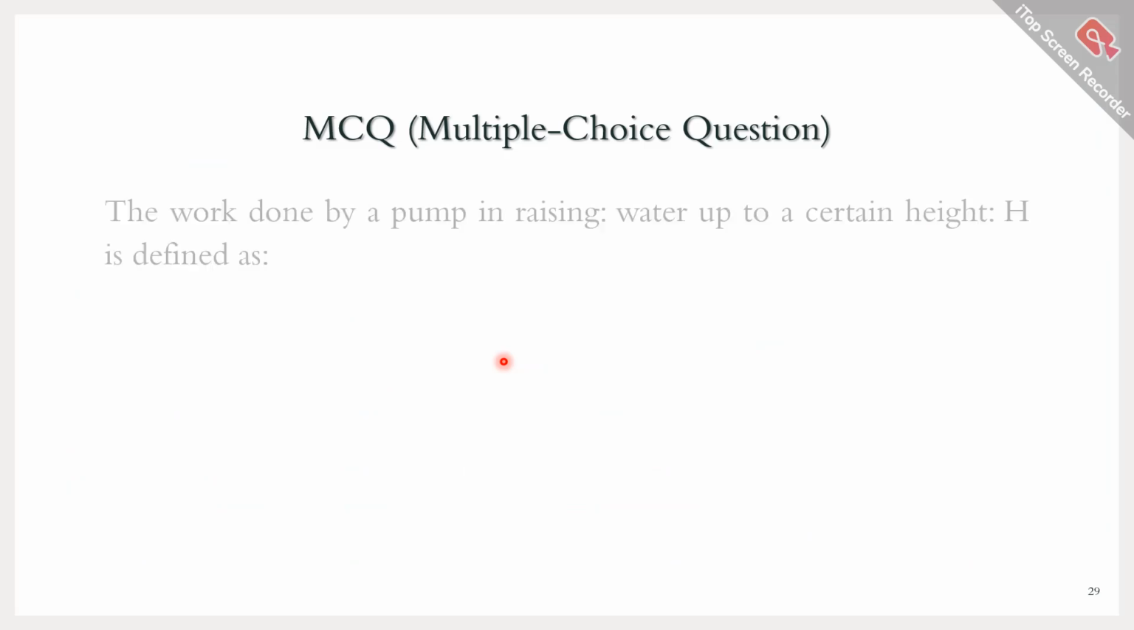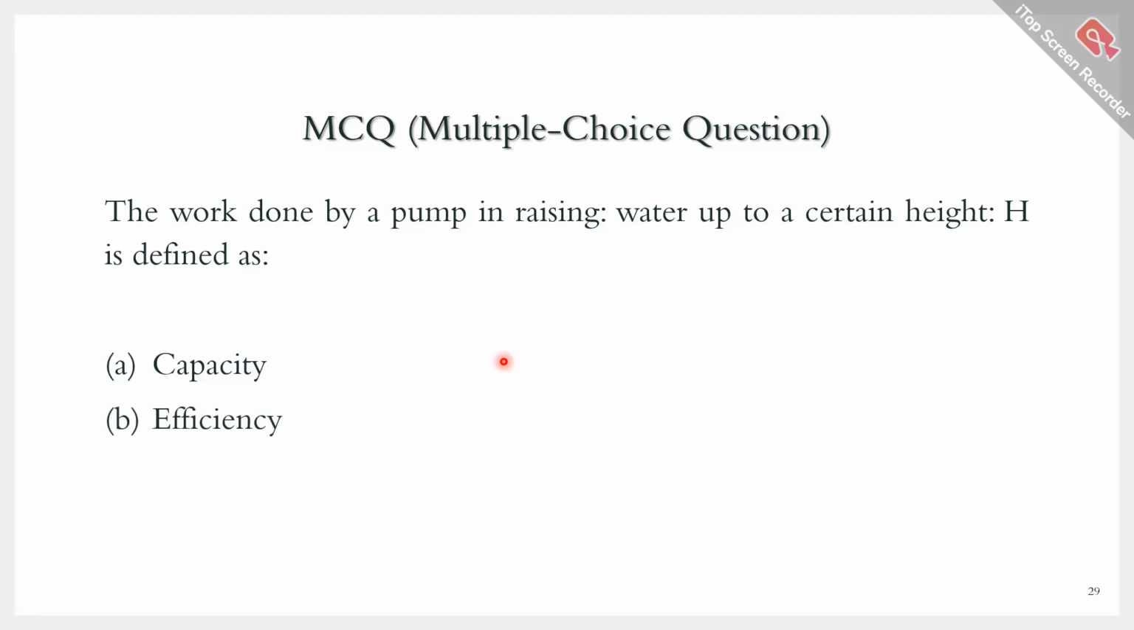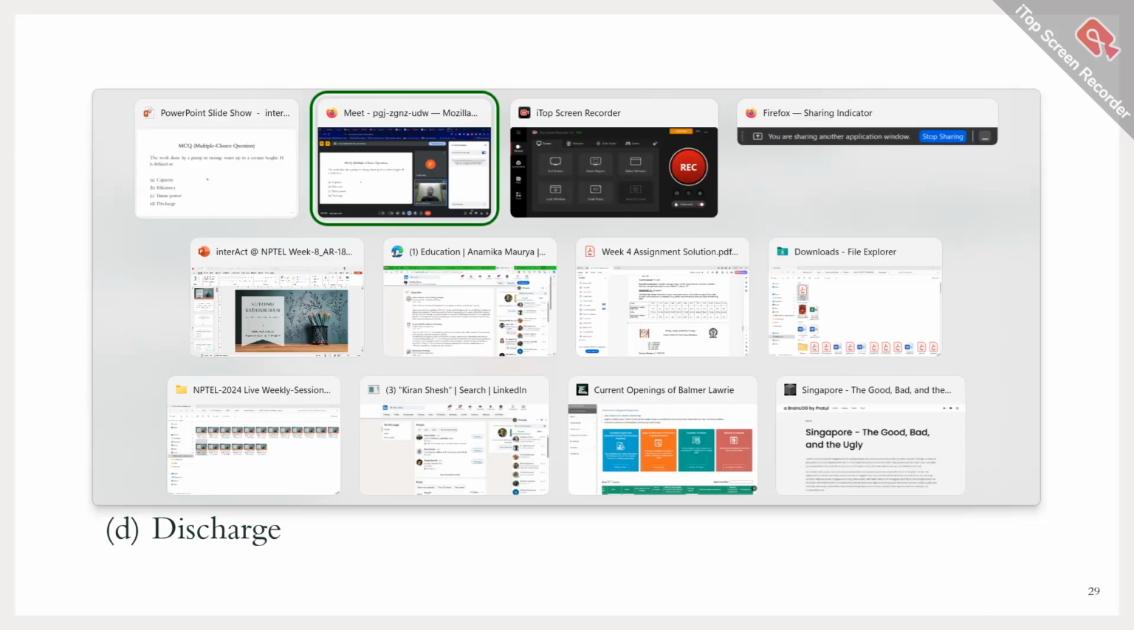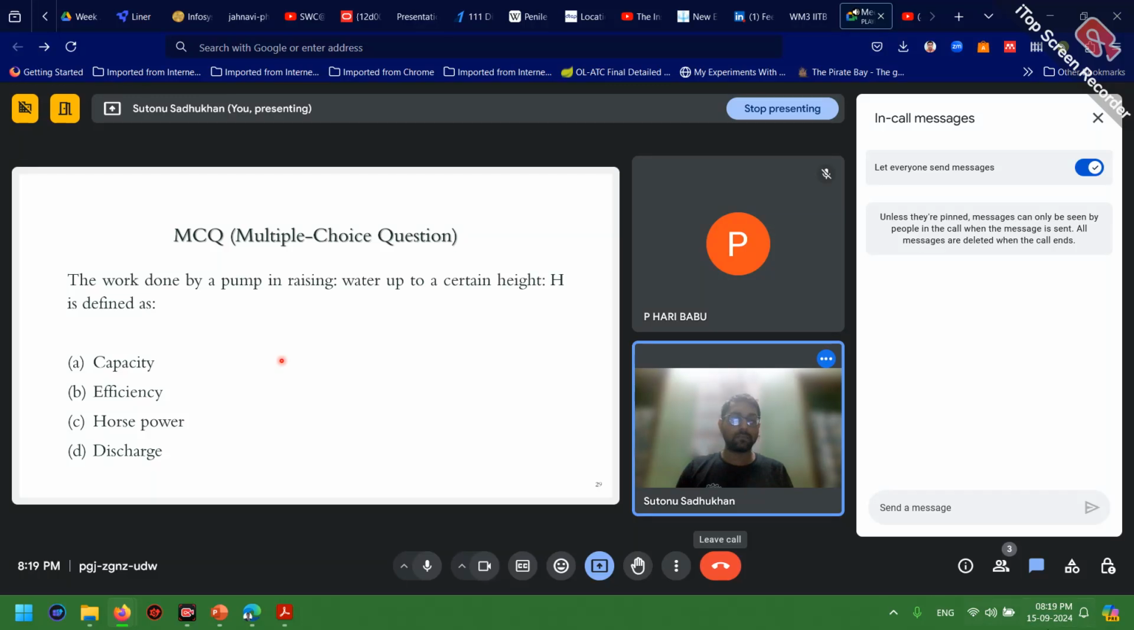So now we'll move on to our next MCQ. The work done by a pump in raising water up to a certain height H is defined as option A capacity, option B efficiency, option C horsepower, option D discharge. Please answer.